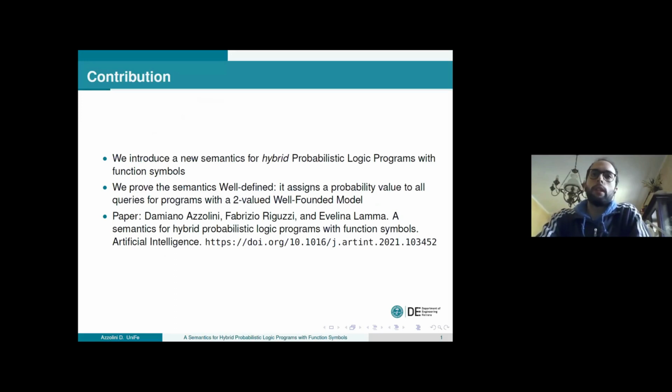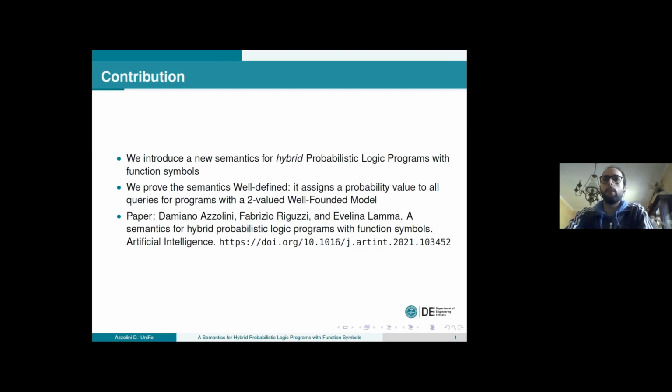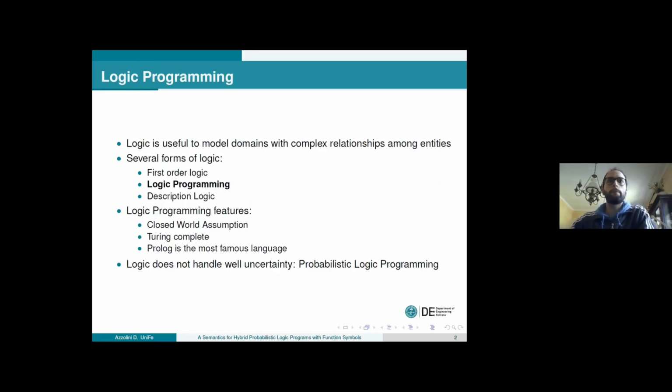We introduce a new semantics for hybrid probabilistic logic programs with function symbols. We prove the semantics well defined, so it assigns a probability value to all queries for programs with a two-valued well-founded model. In the third bullet point, you can see a reference to the paper.